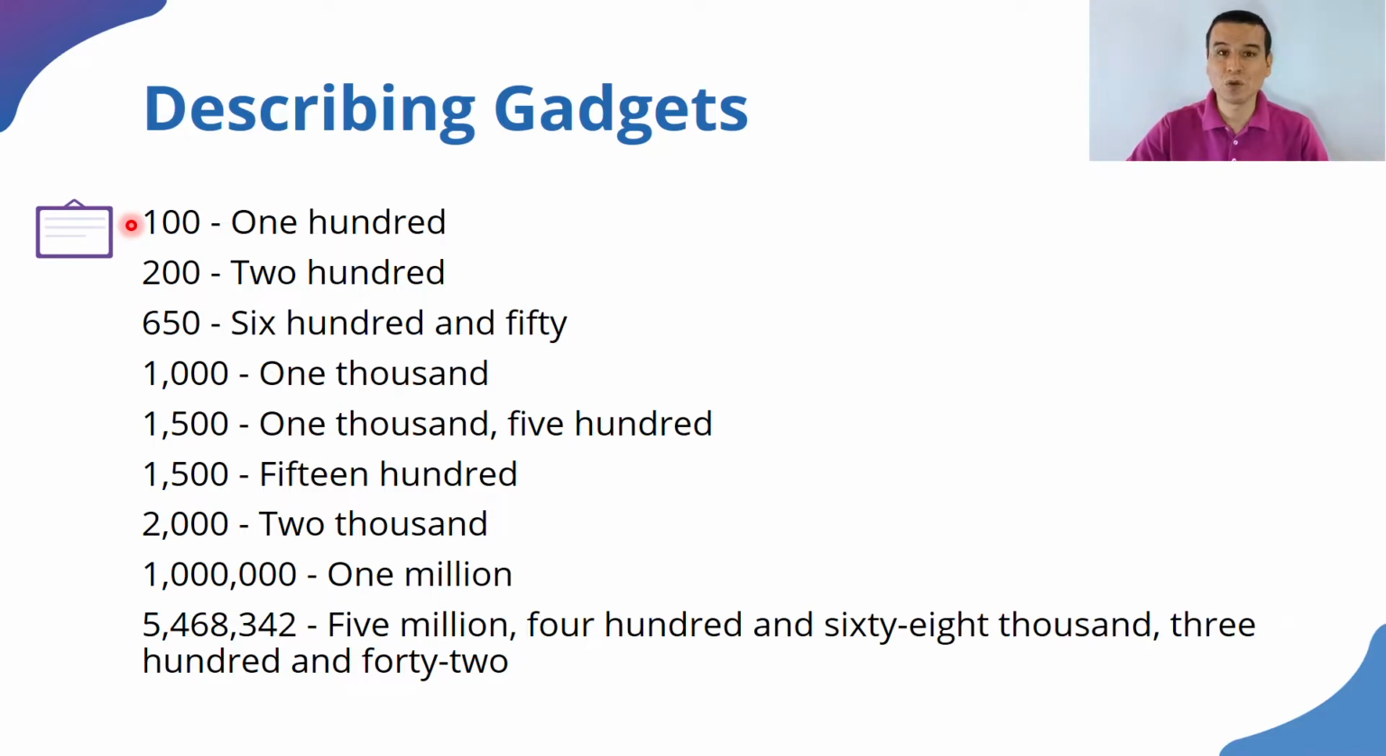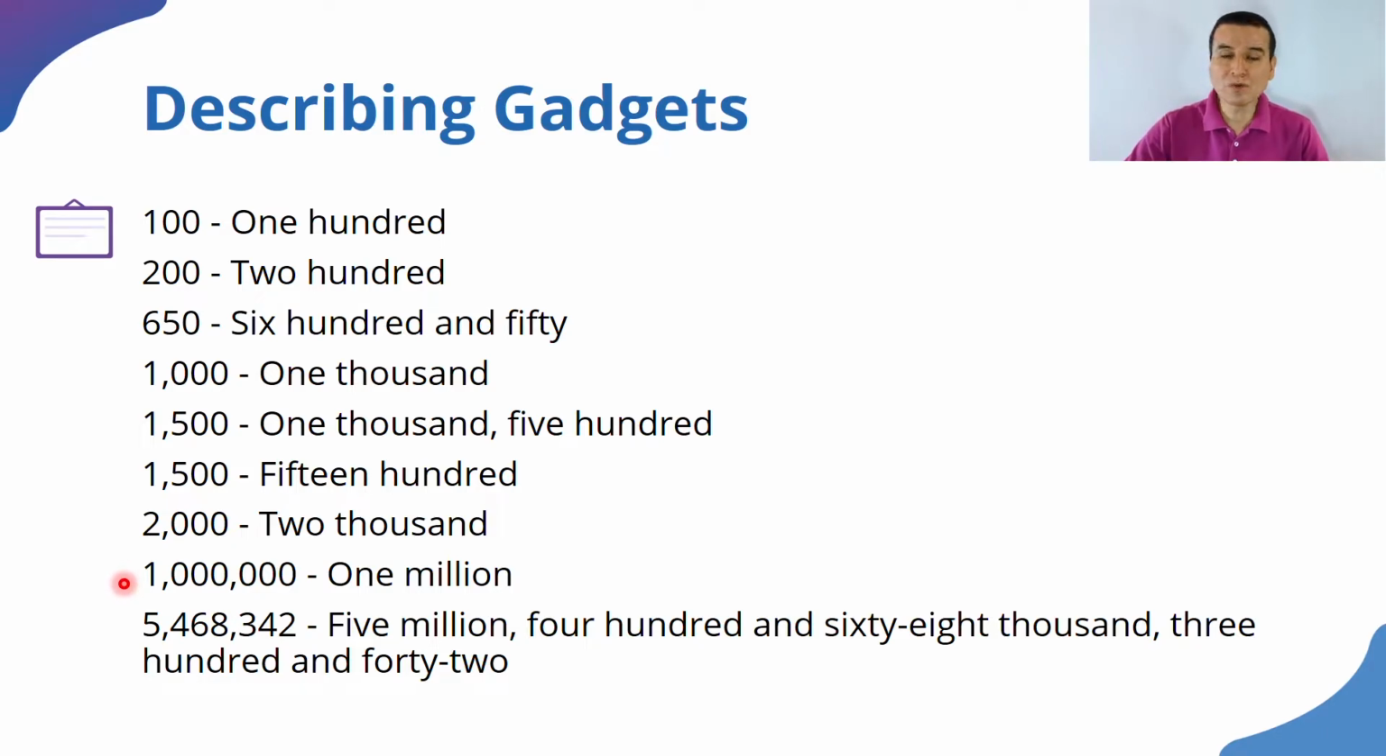Say with me, please. 100, 200, 650, 1,000, 1,500. You can also say for 1,500, fifteen hundred. 1,500 means 15 units of 100. All right, so 15,000, that will be a lot. The next one, 2,000. The next one, 1,000,000.